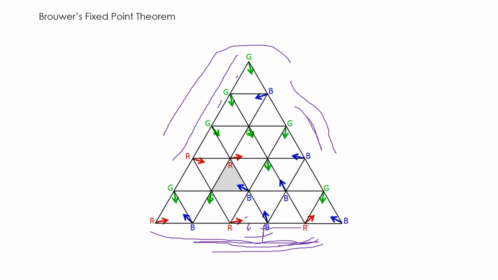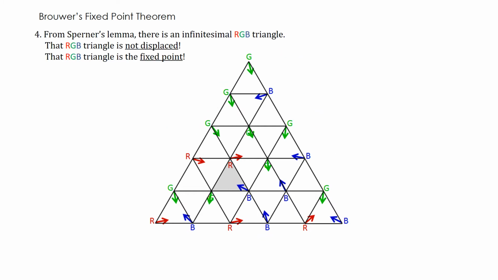And now we can kick in Sperner's lemma. There exists a small RGB triangle, at least one. And this RGB triangle is not displaced. It can get squished or it can turn a little bit, but it's not moving in any one direction.